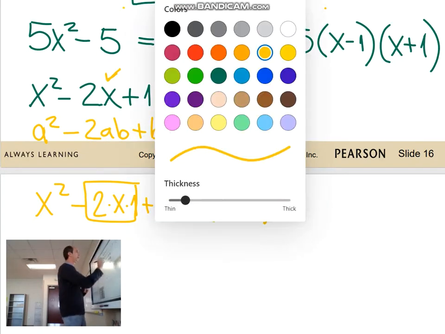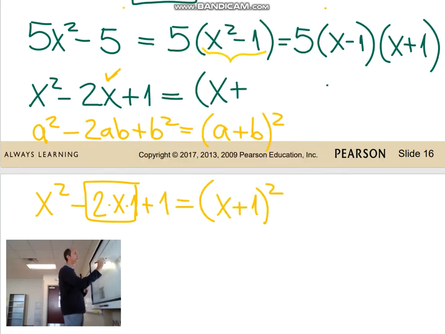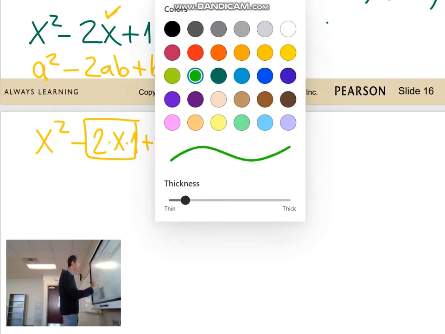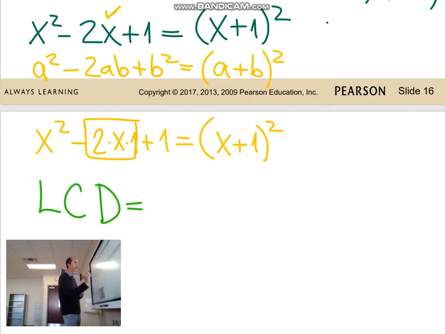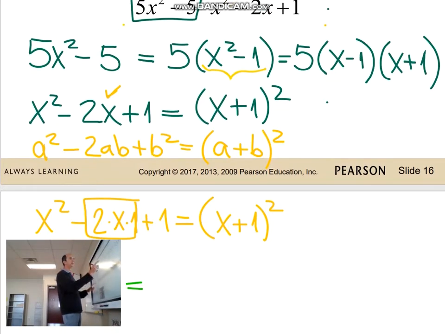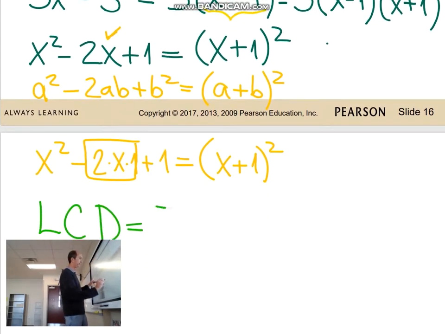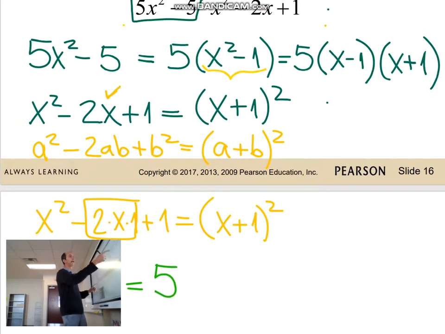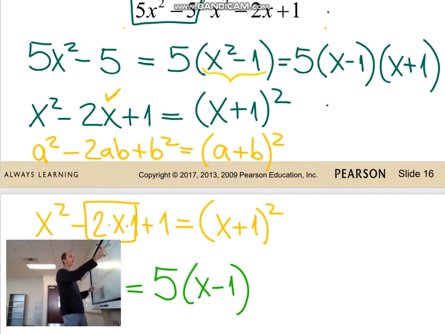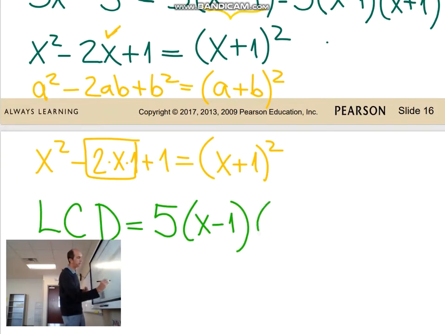So let's write it down here. X minus 1 squared. Very cool. We have the first denominator all factored out. We have the second denominator all factored out. So the least common denominator is going to be all the unique factors. One unique factor is definitely 5. Another one, x minus 1. Perfect, x minus 1. Another unique factor, x plus 1. So x plus 1.